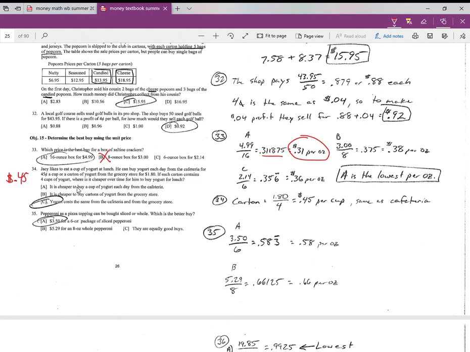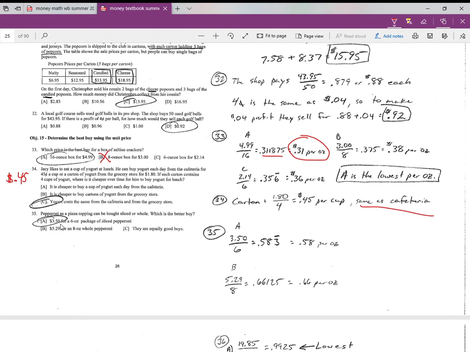So your choices are to get one each day at the cafeteria, to buy cartons from the grocery store, or it's the same. So the carton is $1.80 and you get 4. You divide that, you get exactly 0.45 per cup. So that's the same as the cafeteria, so it's letter C. Okay. 35, pepperoni as a pizza topping can be bought sliced or whole, meaning if you buy it whole, you have to slice it yourself, which if you don't want to do that, then you probably buy the sliced no matter what, but this doesn't take that into consideration. It's just which is cheaper.